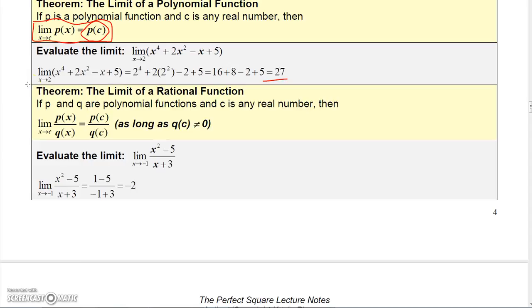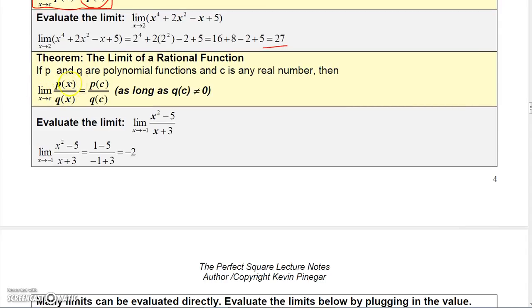Same thing is true for rational functions. As long as the denominator is not 0, if I want the limit of a rational function, I can just plug the number in. So, for instance, if I want the limit of x squared minus 5 over x plus 3 as x approaches -1, well, I know -1 doesn't make the denominator 0, so I can apply this theorem. So just plug -1 into the top, plug -1 into the bottom, and evaluate it. If I plug -1 into the top, I get 1 minus 5. If I plug -1 into the bottom, I get -1 plus 3. So that's going to give me -4 divided by 2, which is -2.